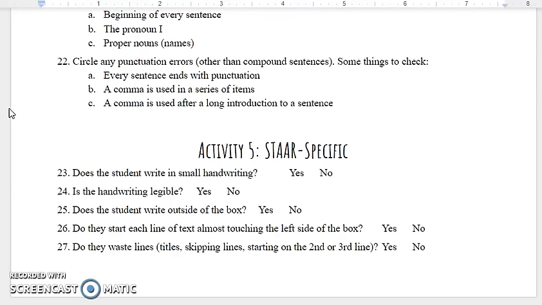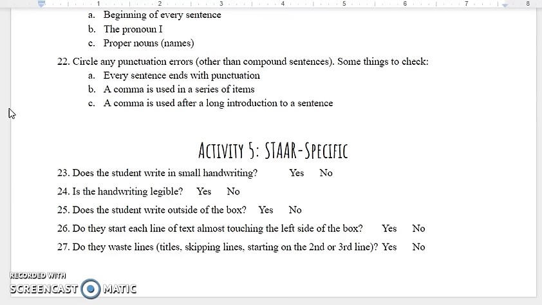All right, so now what you're going to do, if they circled yes, does the student write in small handwriting? That should be yes. Is the handwriting legible? Yes is good. Does the student write outside of the box? The correct answer, what we're looking for, is no. Do they start each line of text almost touching the left side of the box? The answer we're looking for is yes. And then 27, we don't want you wasting lines, so hopefully they circled no there.